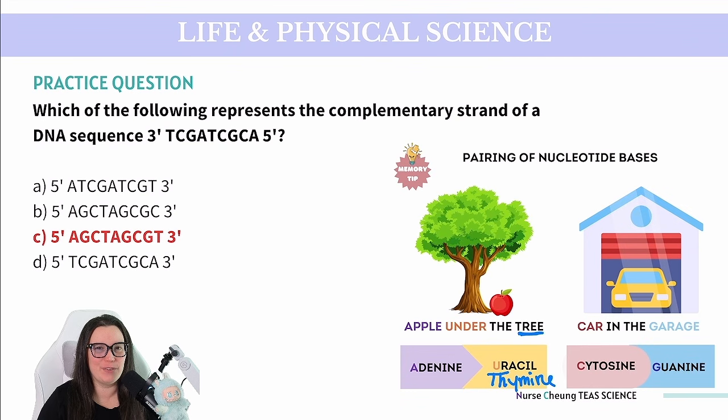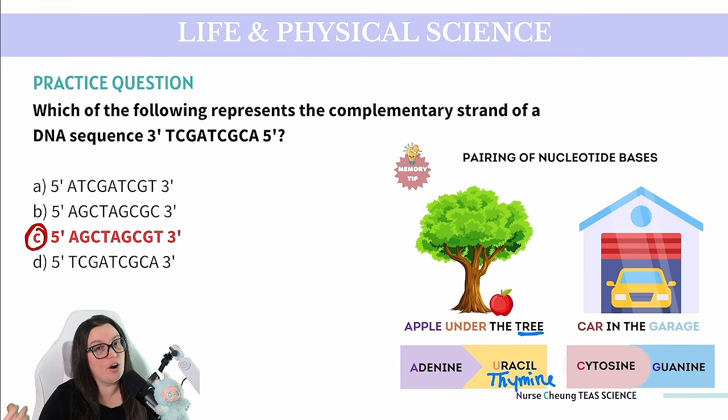So the correct answer for this one is going to be C. Let's figure out how we would figure this out. When we are looking at pairing our nucleotide bases, we have a couple different ways you can remember it. When it comes to DNA, we have apple in the tree. So A combines with T, adenine to thymine.